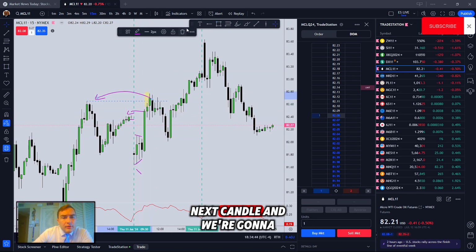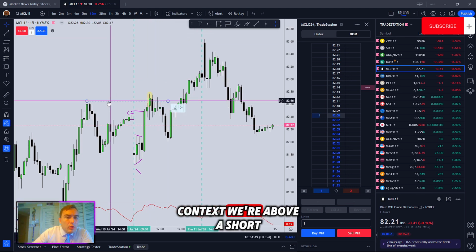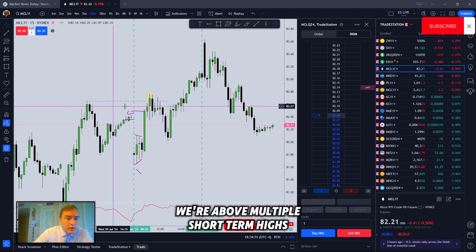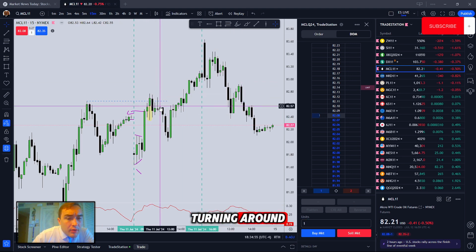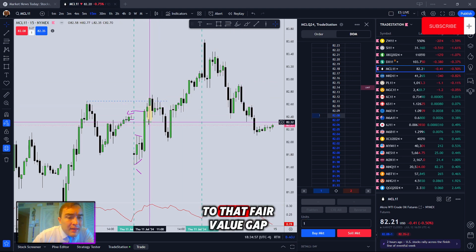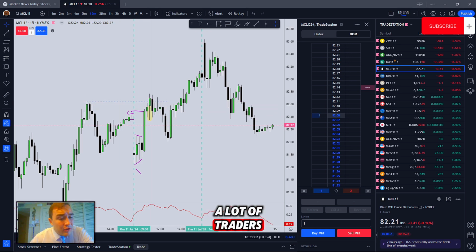Okay, next candle, and we're going to go through these a little bit quicker. Context: we're above multiple short-term highs. Now notice that the market thought about turning around. Look at how we dipped into that fair value gap and then it went higher. That's basically, guys, a lot of traders, I guarantee you, in crude oil got confused on that move.